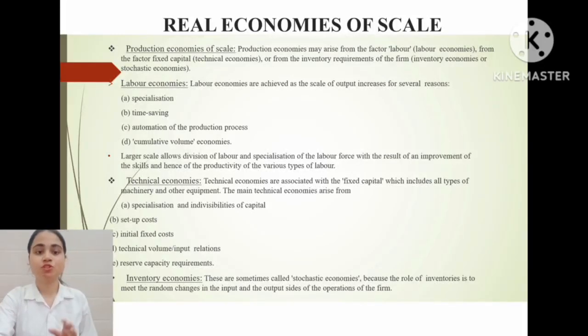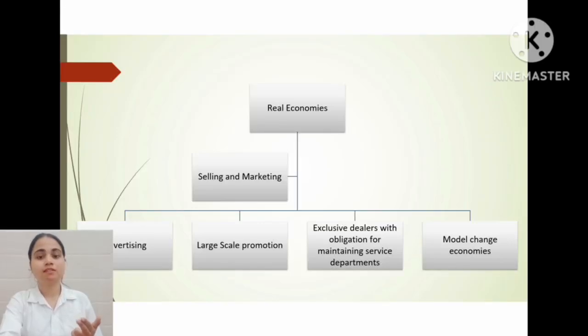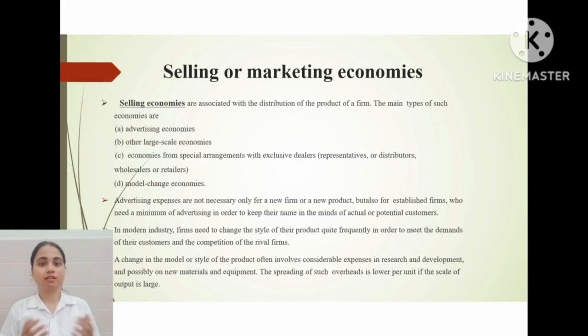Next we have the chart of the second part of the real economies, which is selling and marketing. Selling and marketing has four parts: advertising, large scale production promotion, exclusive dealer with obligation for maintaining service department, and model change economies. Selling or marketing economies may be associated with the distribution of the product of a firm. The main types of economies are advertising, other large scale economies, special arrangement with exclusive dealers, and model change economies.